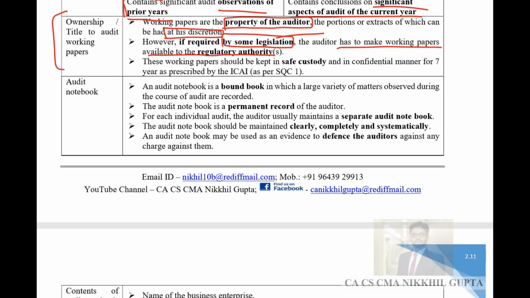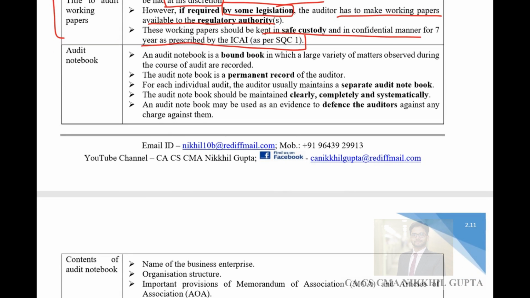In this case, auditor cannot deny giving the financial statements or the documentation which is required by the statutory authority. However, yes, if a company requires an auditor to give the audit working papers to them, then it is under auditor's discretion whether they want to give or not. These working papers should be kept in safe custody and in confidential manner for 7 years as prescribed by the Institute of Chartered Accountants of India as per SQC 1.